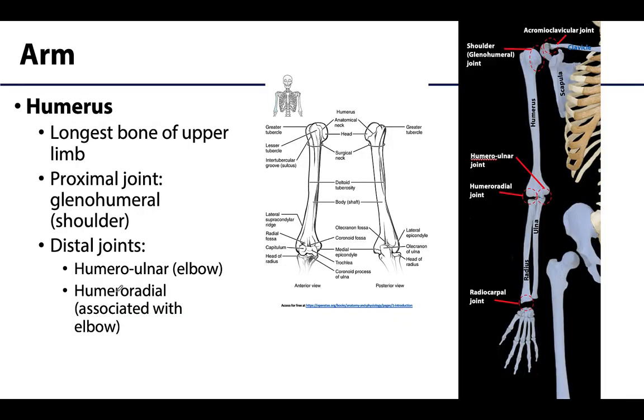Let's think a little more about the humerus. This is the only bone of the arm region, and it's also the longest bone of the upper limb. It will, as mentioned, articulate with the scapula at the glenohumeral joint. And distally, it will articulate with both the radius as well as the ulna, or those forearm bones. So the humero-ulnar joint is typically considered the true elbow joint, but the humeroradial is within that same complex of the elbow joint, so closely associated with the elbow.